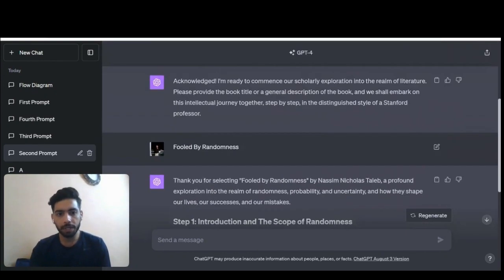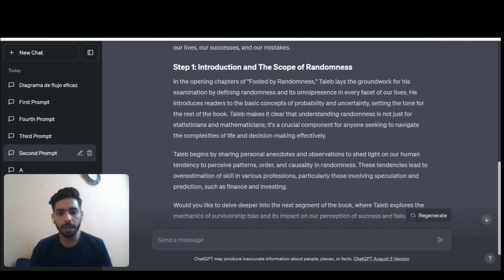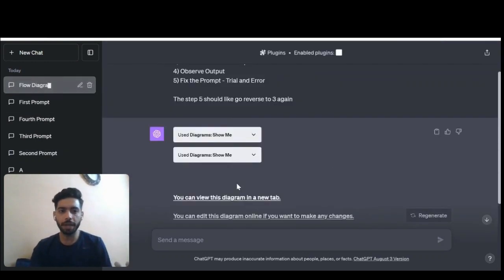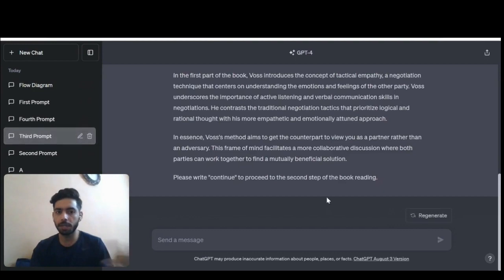So now I provided it the book name again, and then it gave me the first step, right? And then it is asking me, would you like to delve deeper? But I did not want the session to go like this. I did not want it to ask me any question. So in that case, we can think of the diagram again, right? We ran the prompt, we observed the output. Now we are going to fix it. So here comes the third prompt.